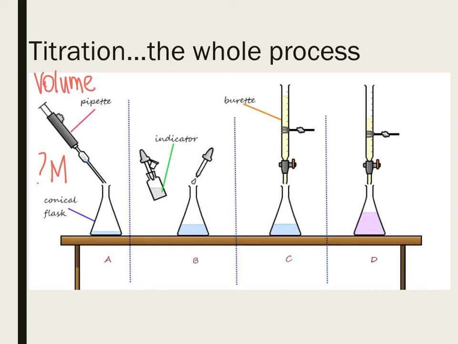Step B is adding an indicator. They're adding an indicator so that the substance will change colors, showing the equivalence point or the end point. Sometimes we'll use phenolphthalein, there's bromothymol blue, there's all different kinds of indicators, and they pick an indicator based on what pH they know that it's going to be neutralized at. For the most part, we're going to use phenolphthalein, which will turn pink from clear or clear from pink.